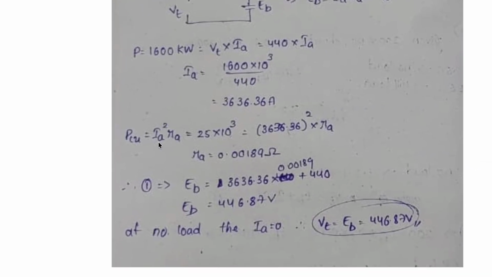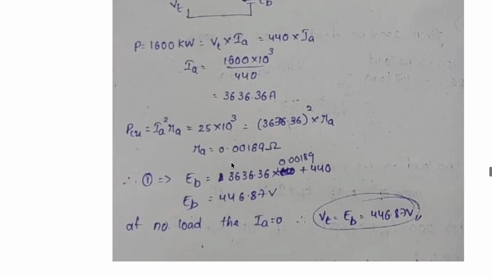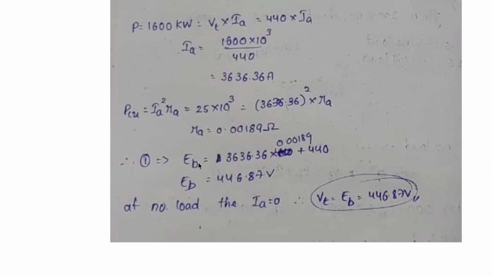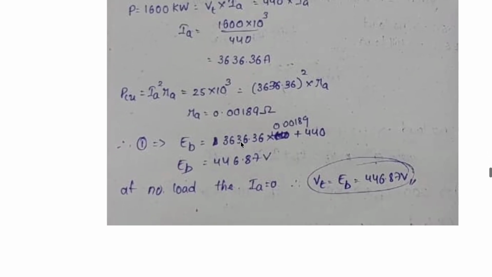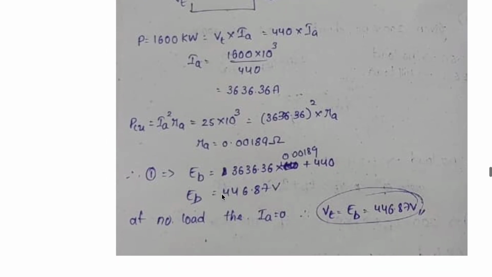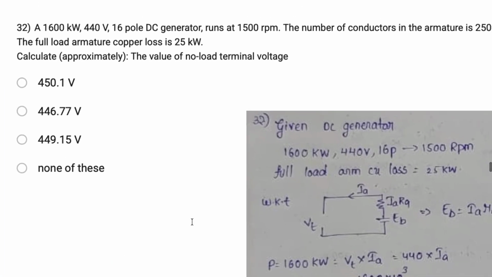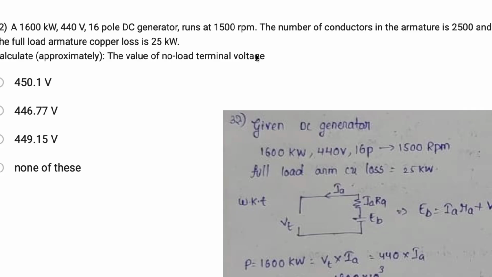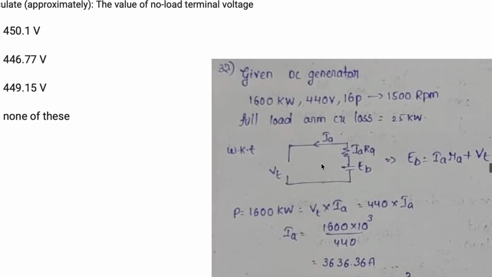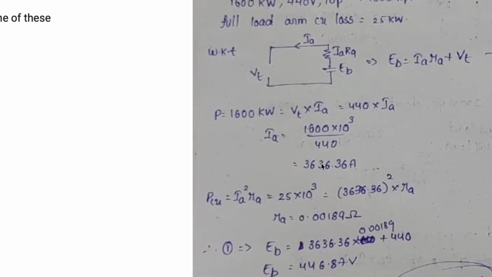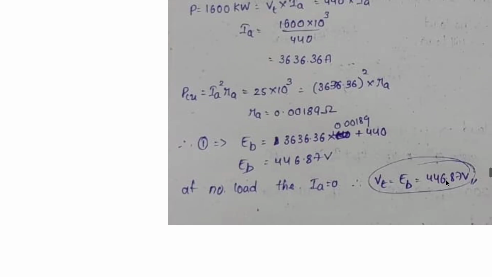He has also given the copper loss, and the copper loss formula is I squared Ra. By substituting the values, we get armature resistance as 0.00189 ohms. From the first equation, Eb is equal to Ia Ra plus Vt, so we get 446.87. He is asking for the value of the no load terminal voltage. For no load, Ia is approximately 0, so Vt is equal to Eb. The value will be 446.87.